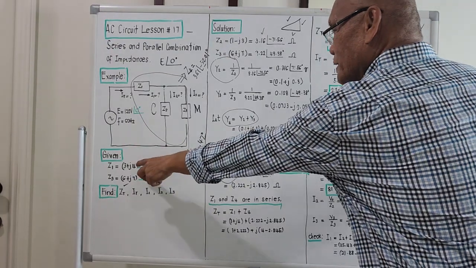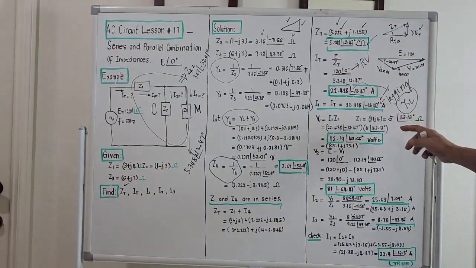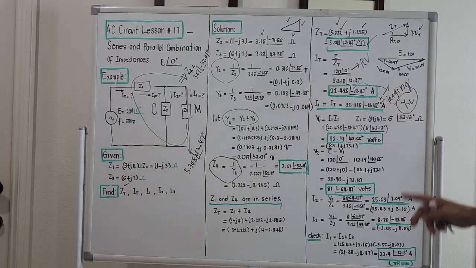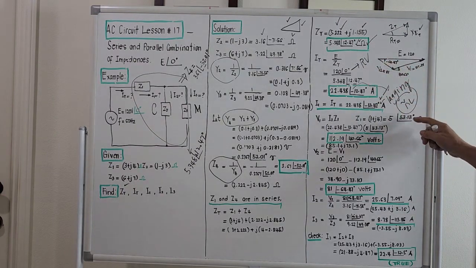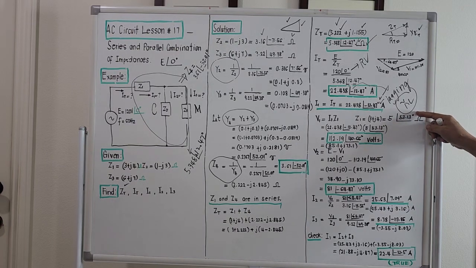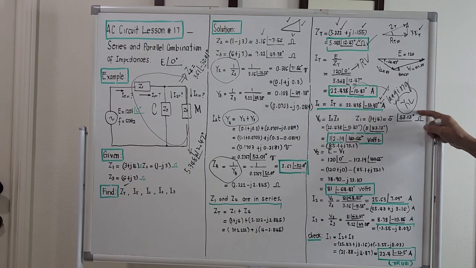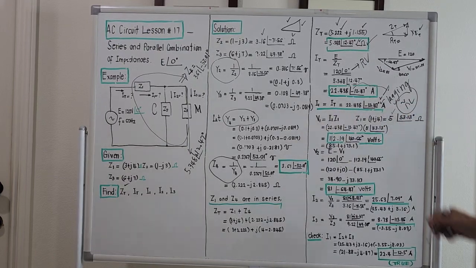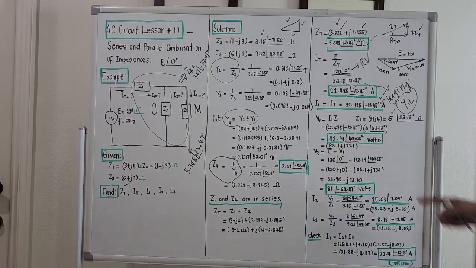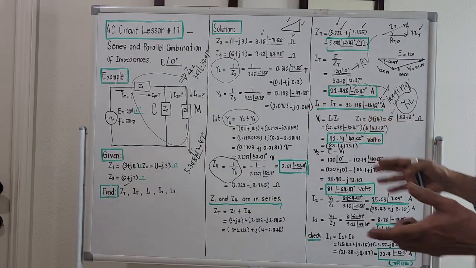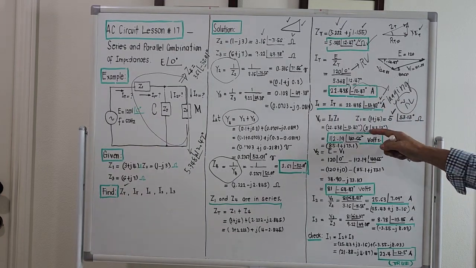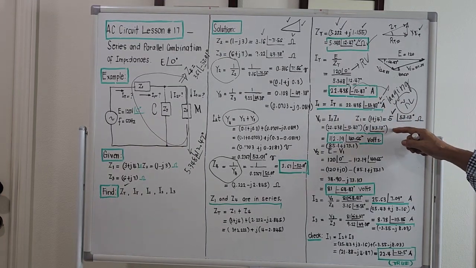Z1, if we try to convert it to polar, I converted it already. 3 plus j4. 4 divided by 3 will be 1.33. Arc tangent, that's more than 1, so this is 53.13 degrees, greater than 45 degrees. Take the cosine, divide that into 3, what comes out will be 5. Or you could use Pythagoras, 3 squared plus 4 squared, 9 plus 16, square root of 25, the magnitude will be 5. So Z1 will be 5 angle 53.13 degrees.